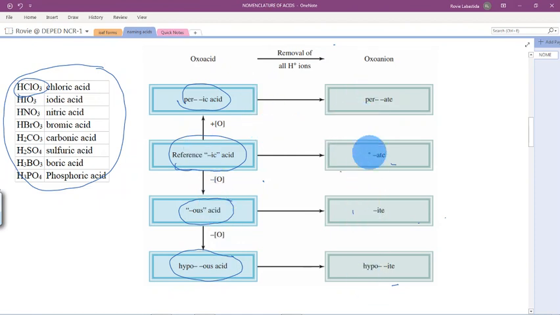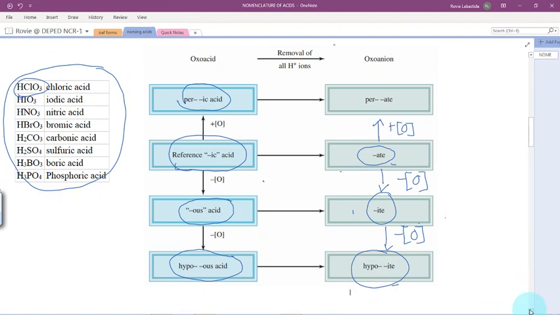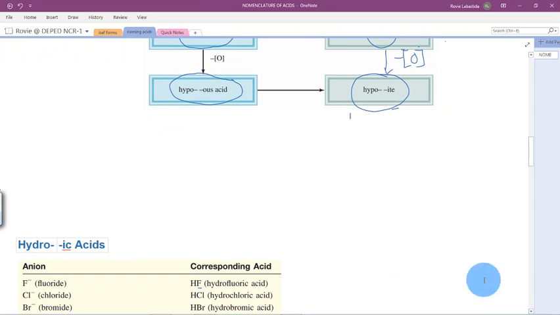Same with the oxoanions. From -ate ion, an addition of one oxygen atom in the formula will become a per-ate ion. From the -ate ion, removal of one oxygen in the formula will become an -ite ion. And from the -ite ion, removal of one oxygen in the formula will become a hypo-ite ion. So that's it. Now, let's proceed with the next one, the hydro-ic acids.